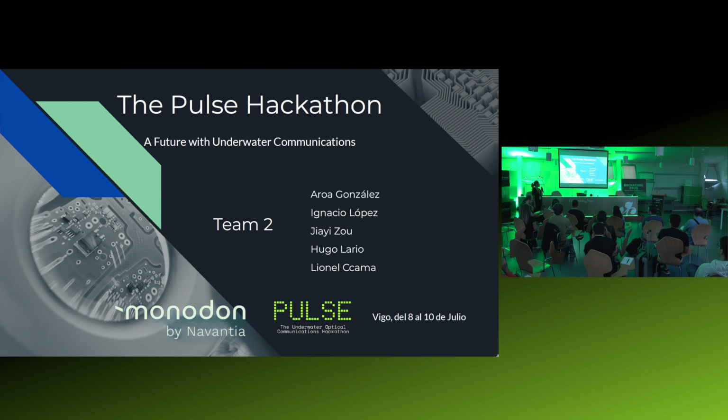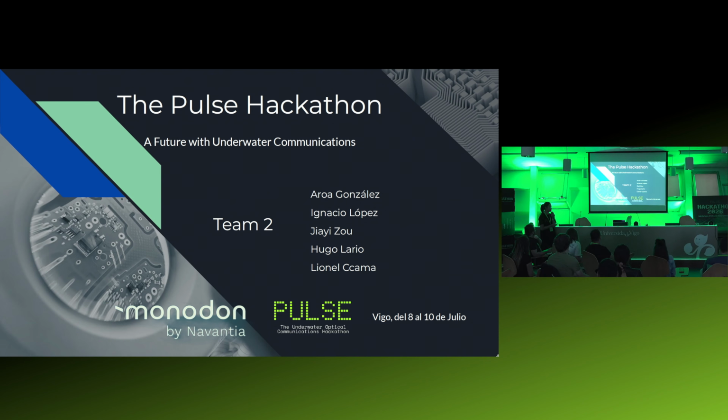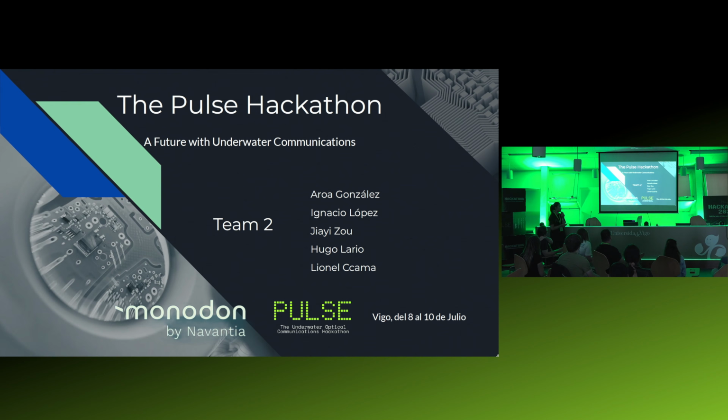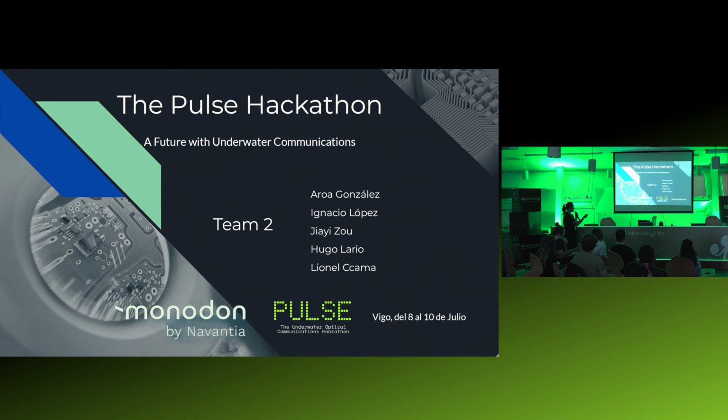In this event, we are going to create, or try to create, a future with underwater communication. In our team, we have already arrived at a kind of solution for this challenge, which is using two different types of lasers. In the case of the modulation, we chose Manchester, and the receptor is a PMT.